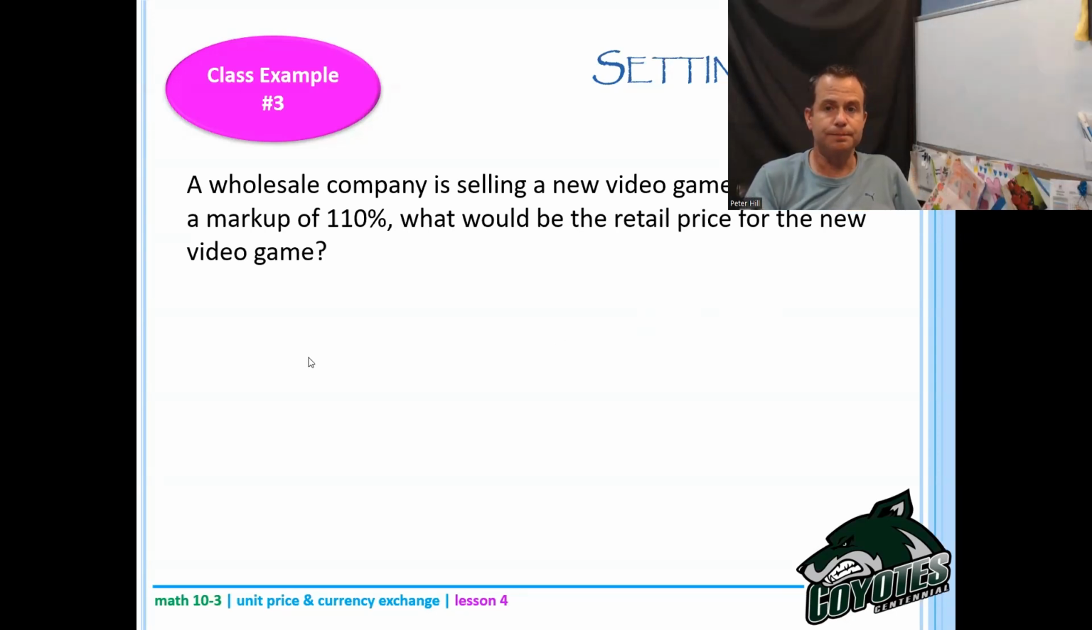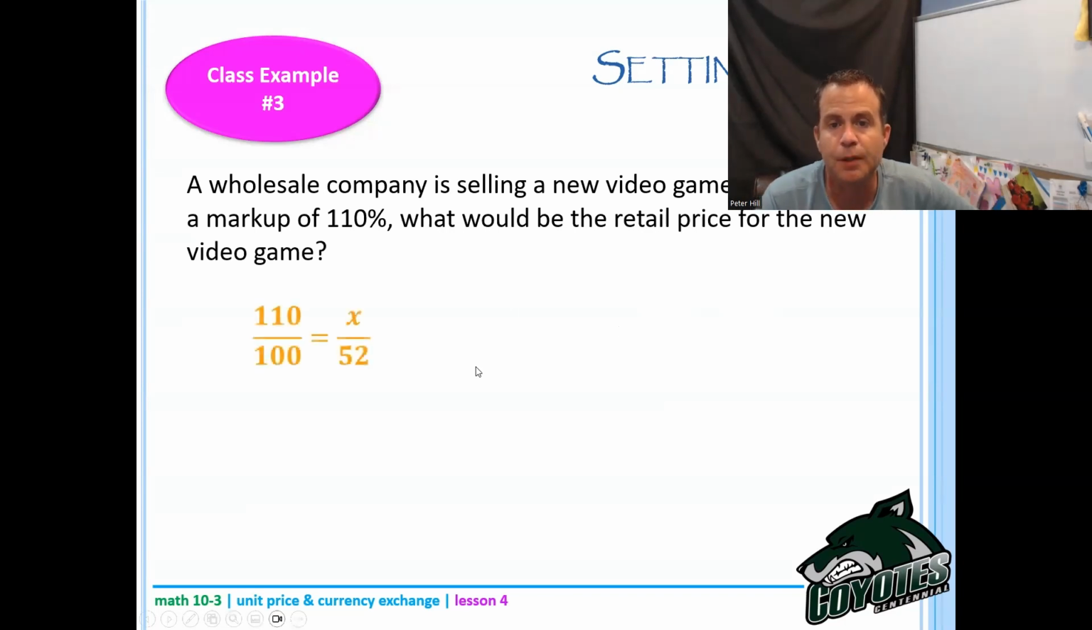Okay, so you're buying it wholesale at $52. You want 110% markup, and you want to figure out what you're going to have to sell it for in order to make that markup. So just like in the last example, the first thing we have to do is figure out what 110% of 52 is. Okay, so we've got 110 over 100 equals x over 52.